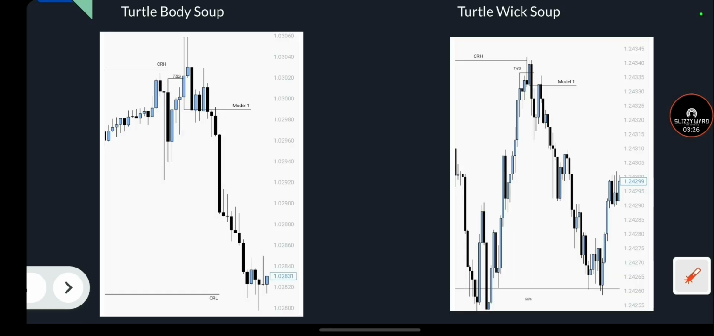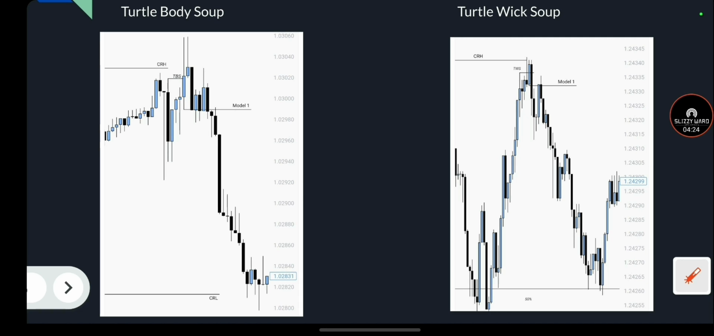The turtle body soup right here on the left, we can clearly see we have our candle range high. Then we have this candle, this TBS right here, swing point, closed with the body above with the body close. And when price pulled back down, we got our model 1. You can choose this candle, which I marked as model 1, or the other one above. I personally like this candle's momentum. That's why I chose it as model 1. And you execute there and price drops.